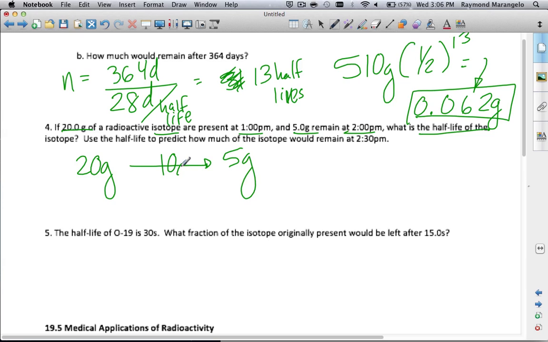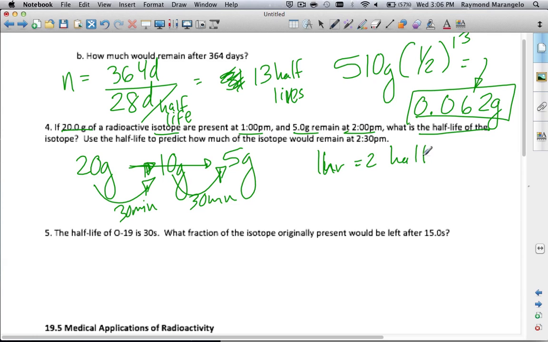So you know, obviously, that there's 10 grams somewhere in the middle here. And so it should be obvious to you that if we only have 60 minutes, 30 minutes must have passed here and 30 minutes must have passed there. So 1 hour would have equaled 2 half-lives, and therefore 1 half-life would equal 30 minutes.